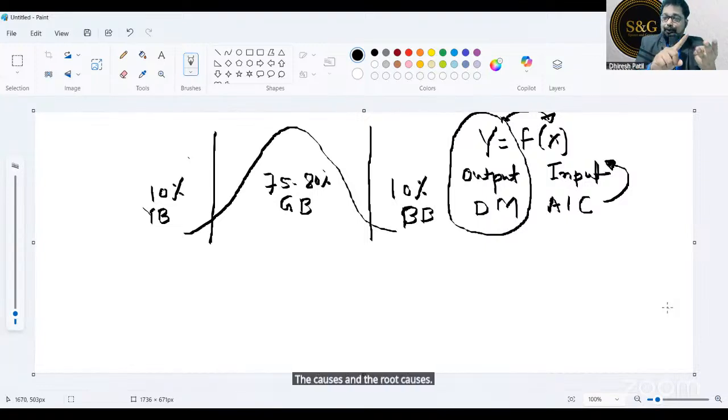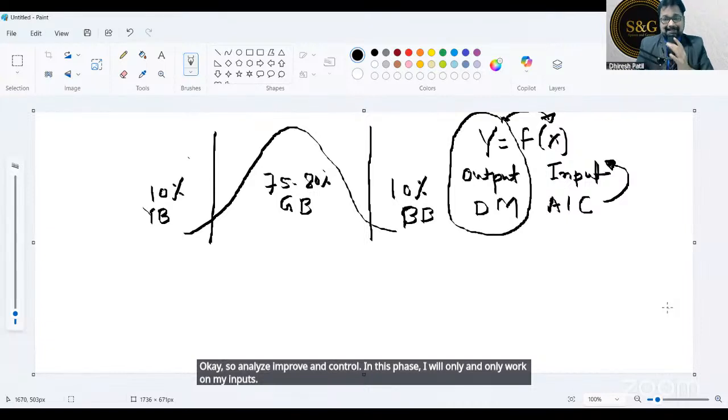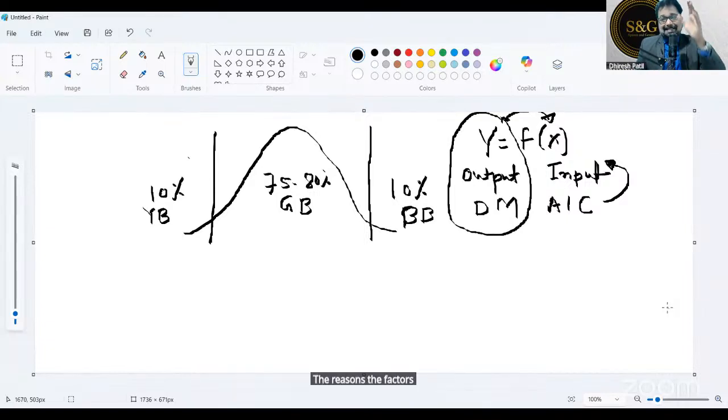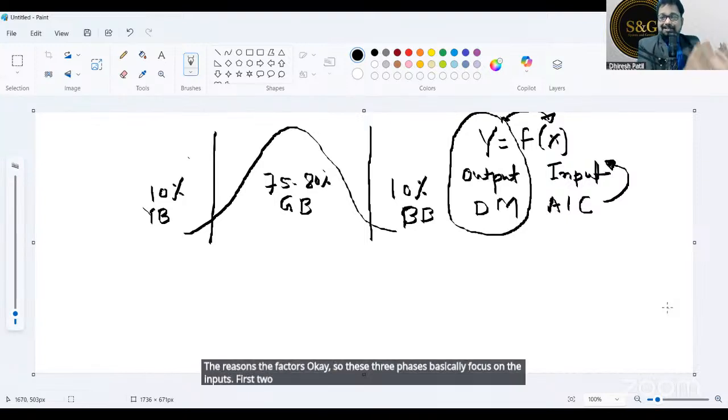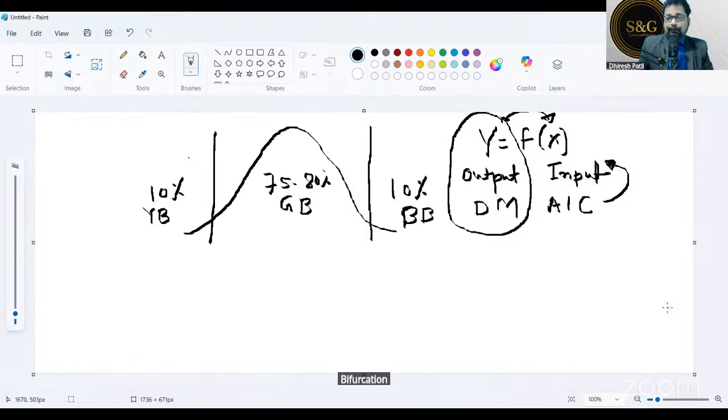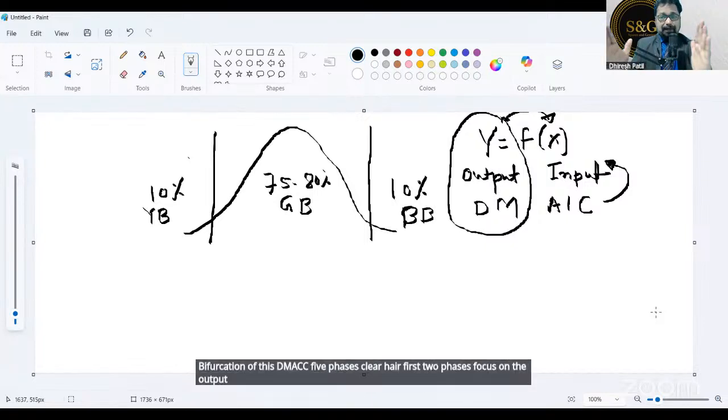Then I will do the validation of it. So analyze, improve, and control: in these phases, I will only and only work on my inputs, the reasons, the factors. So these three phases basically focus on the inputs. The first two phases basically focus on the output. Are you clear on this bifurcation of the DMAIC five phases? First two phases focus on the output. Next three phases focus on the input.